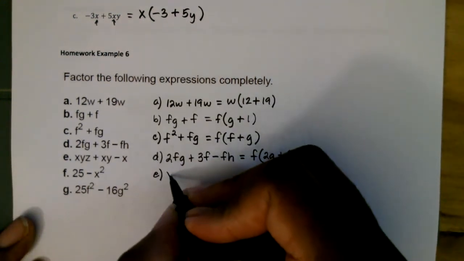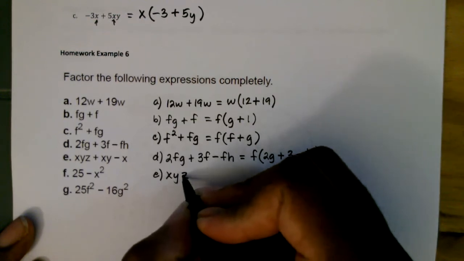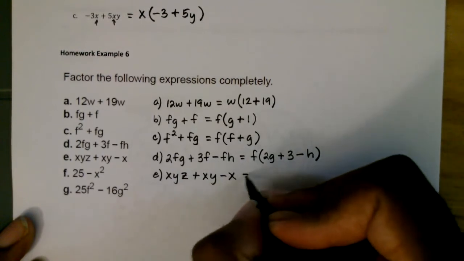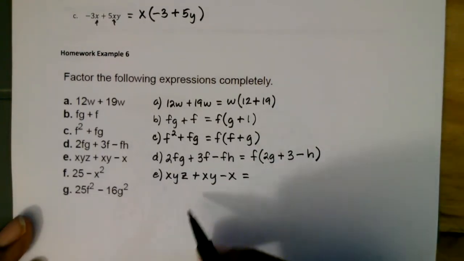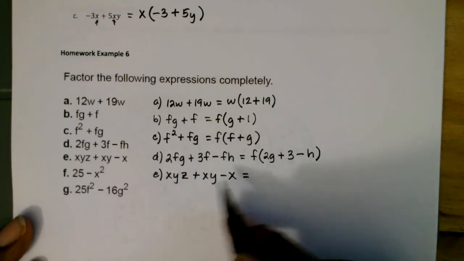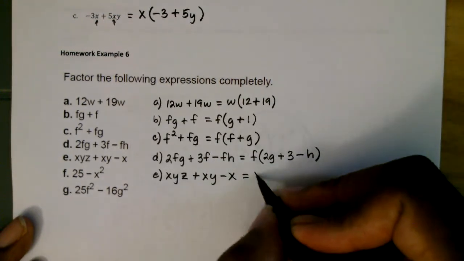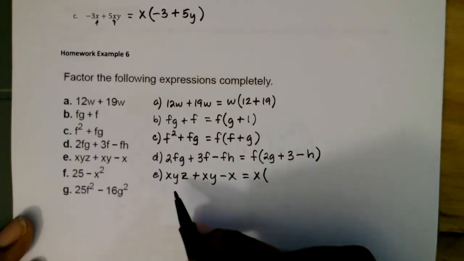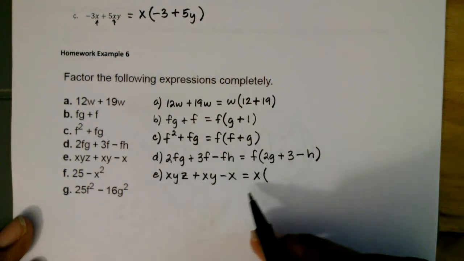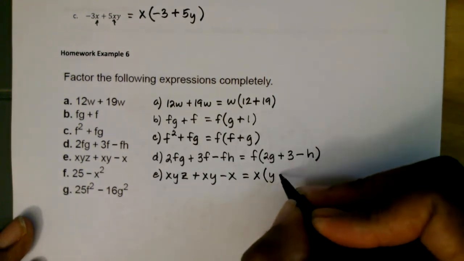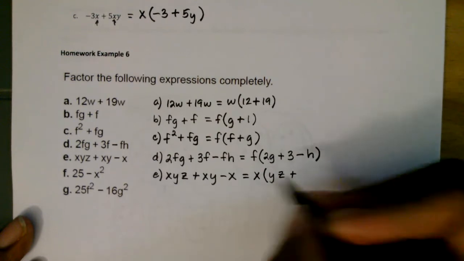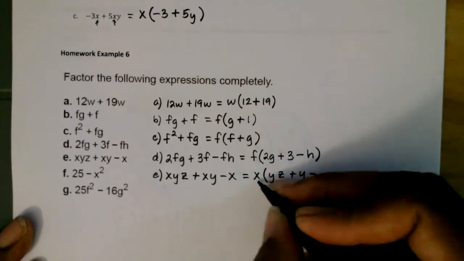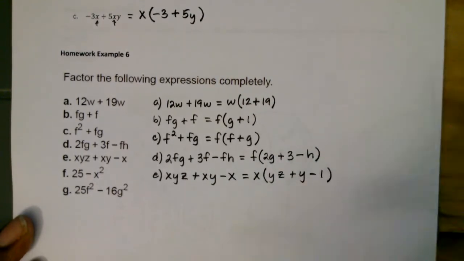Part E would be xyz plus xy minus x. By looking at this, the common factor in all three of these is x. So I'm going to take out the x, and divide each of these terms here by x. xyz divided by x will leave me with yz, plus xy divided by x will leave me with y, minus x divided by itself would be 1.